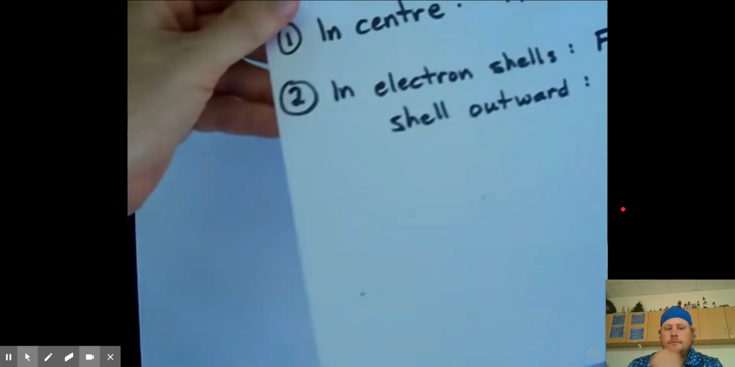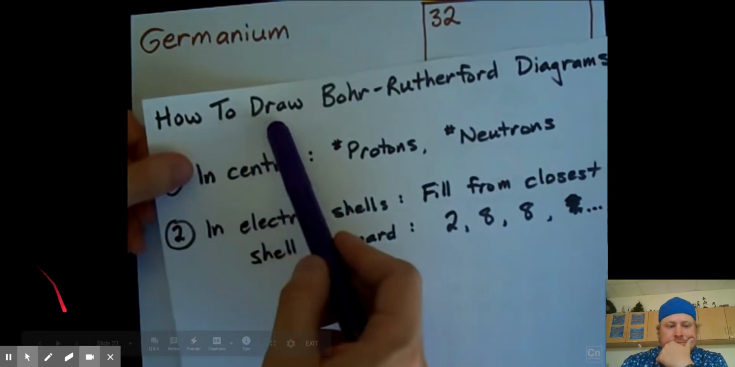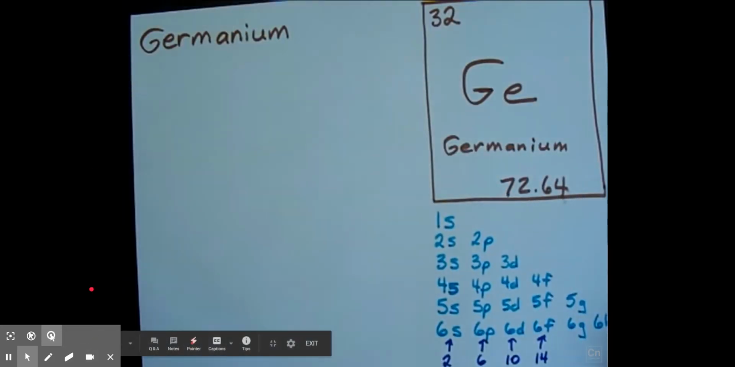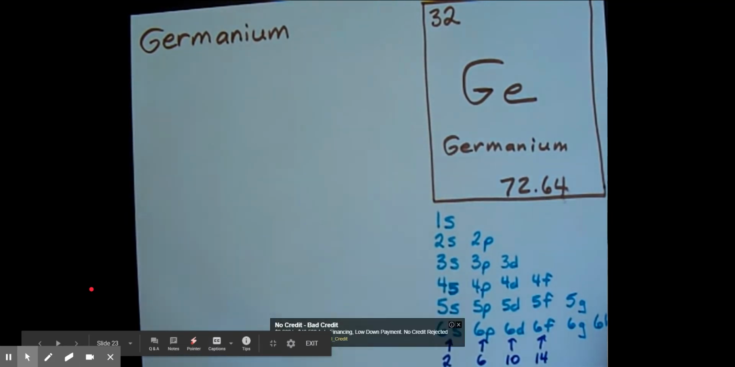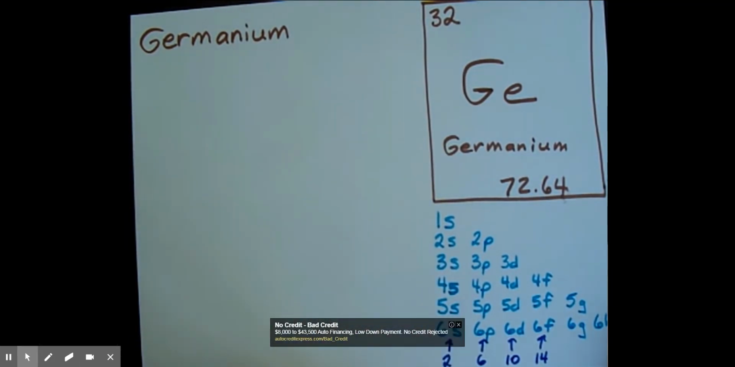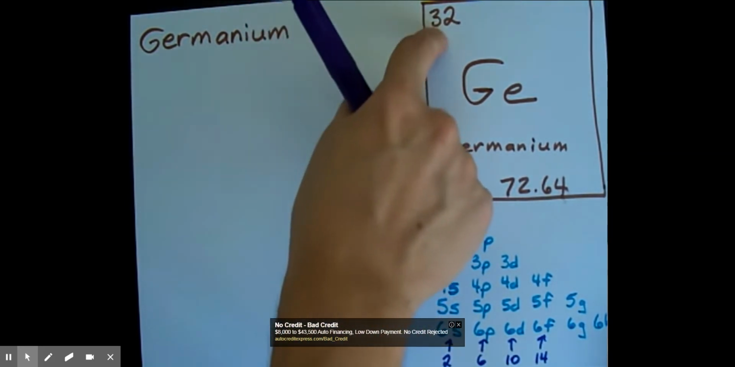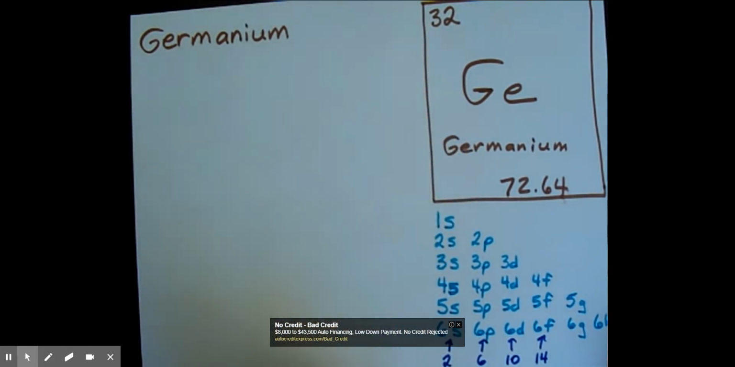Honestly, I've never seen a question that asked a student to draw a Bohr-Rutherford diagram for an element beyond number 20, which is calcium. The reason is that it gets kind of complicated as you progress through the periodic table. I'm going to show you here how you could do it, just in case someone gets asked, or if you're just curious. We're going to do it for number 32, which is germanium.